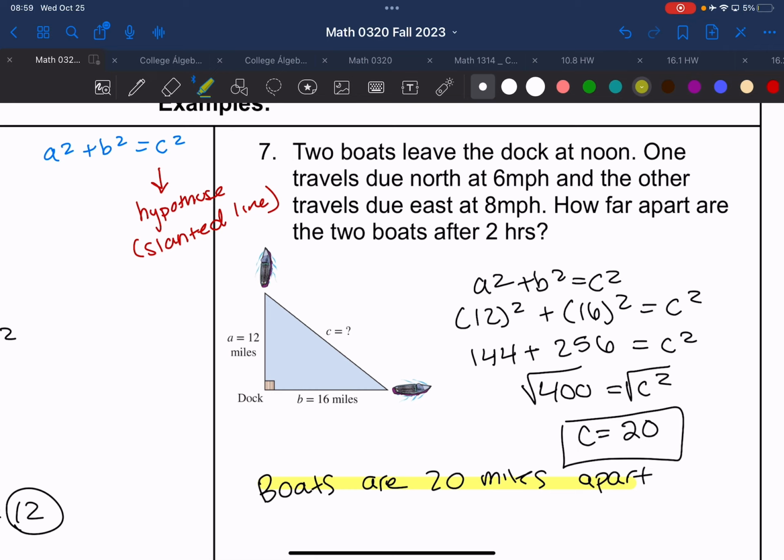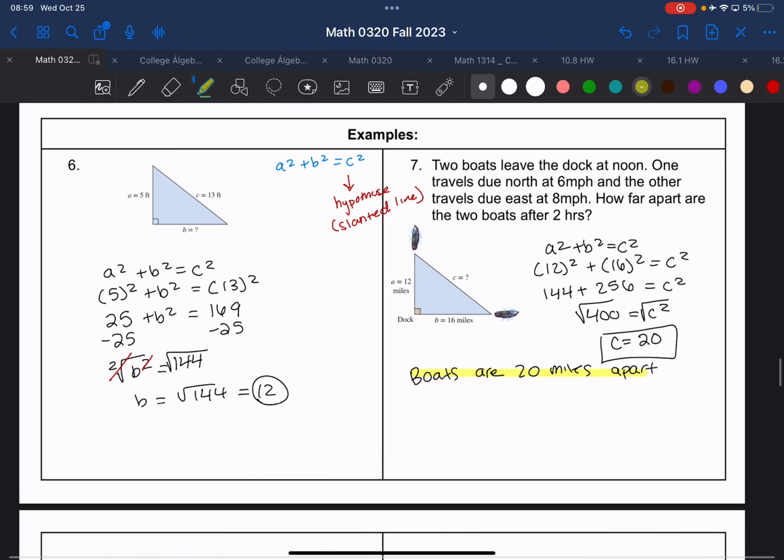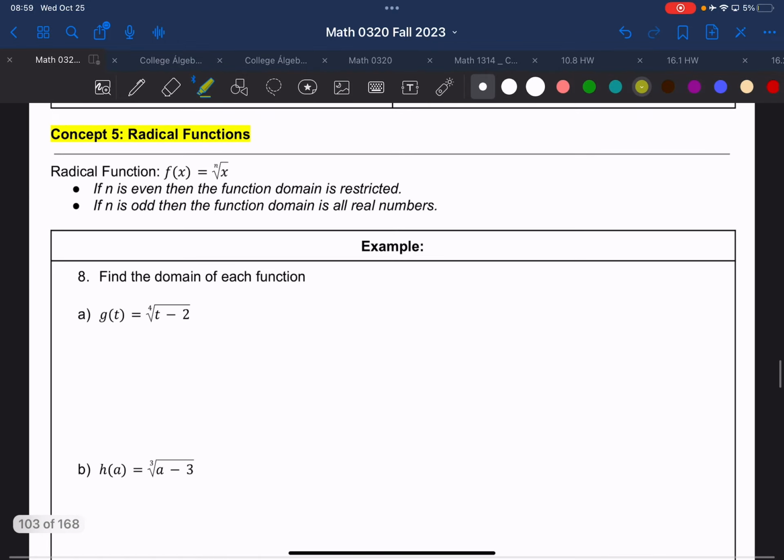Now let's look at the last concept here. Radical functions. Okay. So far what we've been doing is simplifying radical expressions. Remember, the difference between an expression and an equation is if it has that equal sign. So in this case, we are dealing with the function f of x is equal to the nth root of x. This is standard form for radical functions.